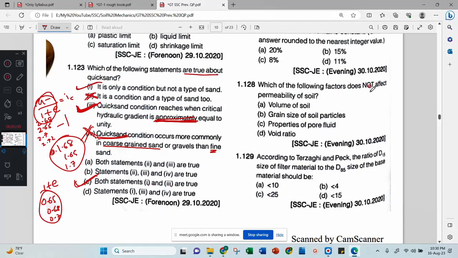Which of the following factors does not affect the permeability of the soil? Does not affect the permeability of soil. The permeability of soil equation is e cubed divided by 1 plus e, times C, d squared, gamma w divided by nu. Therefore, grain size is there in the equation, property of fluid is there in the equation, void ratio is there in the equation, volume is not there in the equation, which they are asking, therefore A is the correct answer.